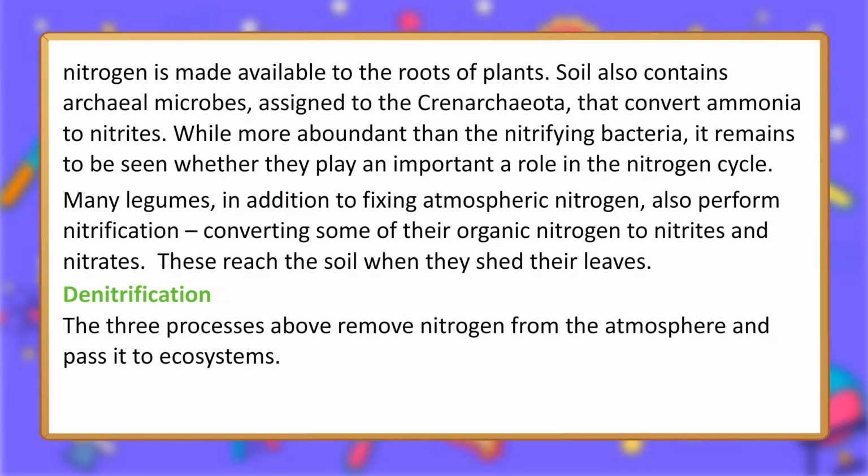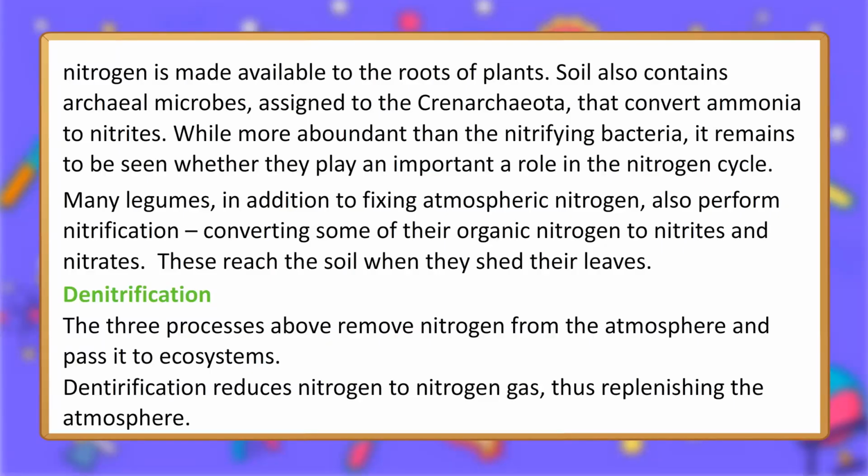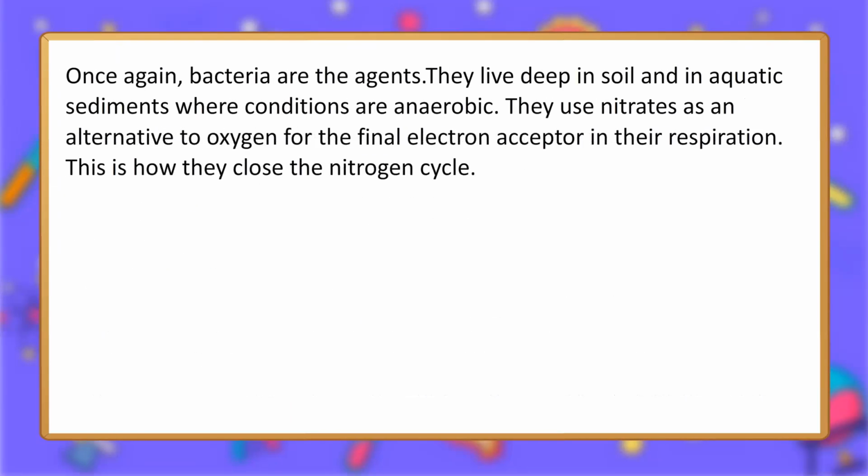Denitrification. The three processes above remove nitrogen from the atmosphere and pass it to ecosystems. Denitrification reduces nitrates to nitrogen gas, thus replenishing the atmosphere. Once again, bacteria are the agents. They live deep in soil and in aquatic sediments where conditions are anaerobic. They use nitrates as an alternative to oxygen for the final electron acceptor in their respiration. This is how they close the nitrogen cycle.